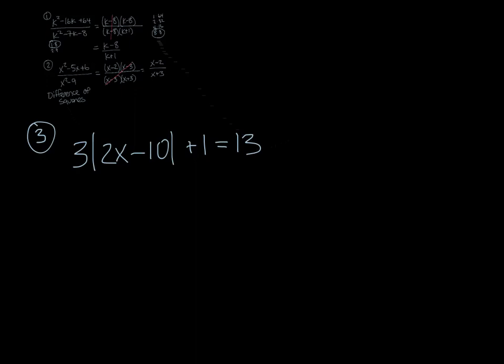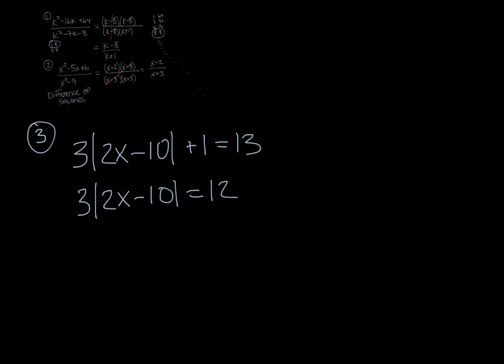And I want you to treat this absolute value as what you need to solve for first before you solve for x. So it's kind of two phases. First phase, we need to get the absolute value all by itself on one side. And then the second part is to solve for x. So to get the absolute value all by itself, first we're going to subtract 1 from both sides. So we get 3 times the absolute value of 2x minus 10 is 12.